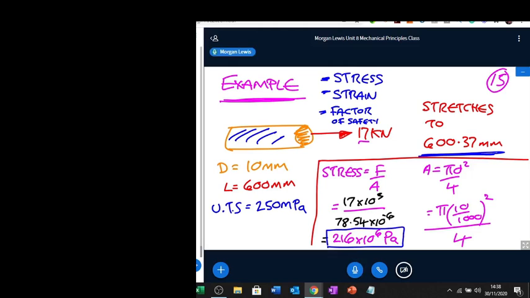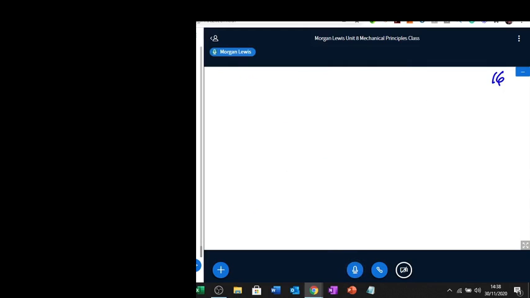Now, before we do strain, is this thing going to be safe? Bearing in mind it's going to break at 250. So the safety factor, right? Our stress is below 250, so it's just about safe. When we get to that, it's looking all right. So we've done the stress, we need to do the strain.